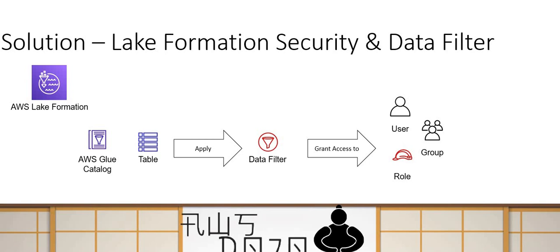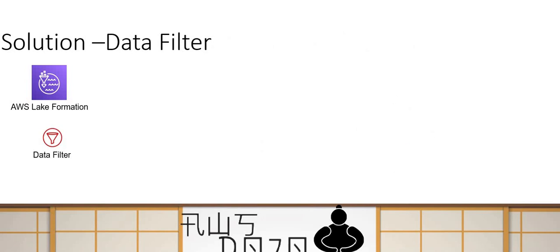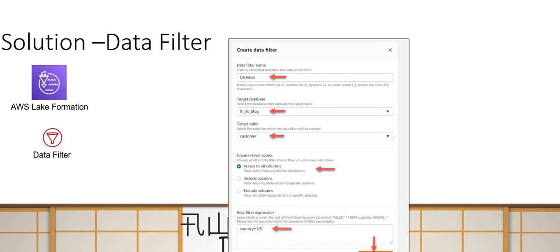Okay. So let's try to understand what this data filter looks like. Basically, a data filter looks pretty straightforward. You have to provide your data filter name, then your database name, the database where your data has been cataloged, then your catalog table name. Then the first set of information you provide is what columns the person can have access to. By default, it is access to all columns, but you can also choose include column or exclude column options to decide which small set of columns the person will have access to.